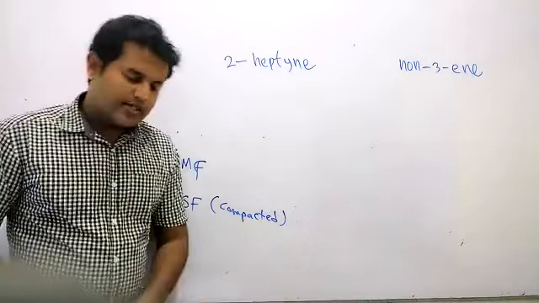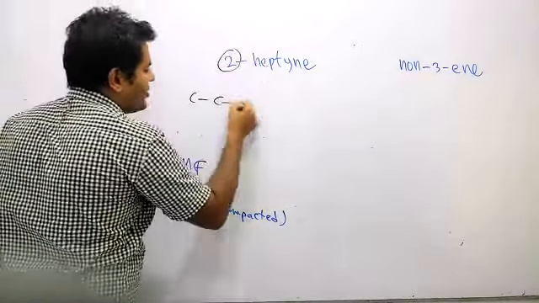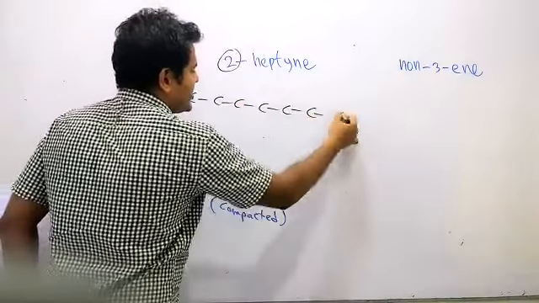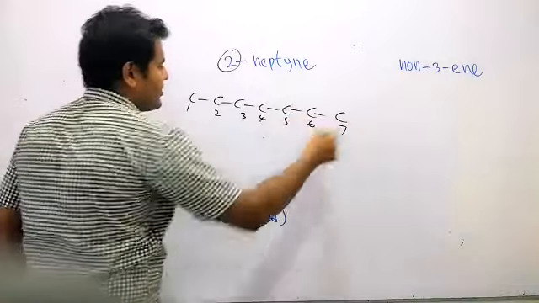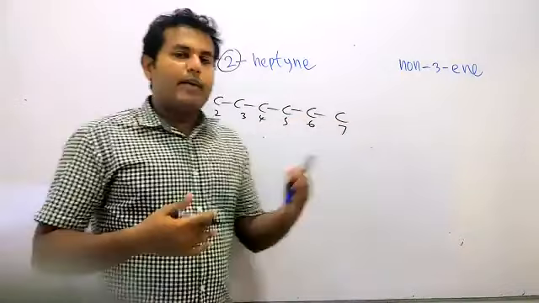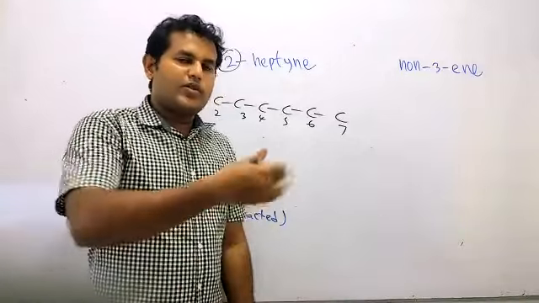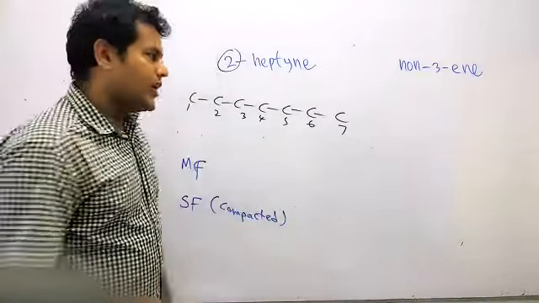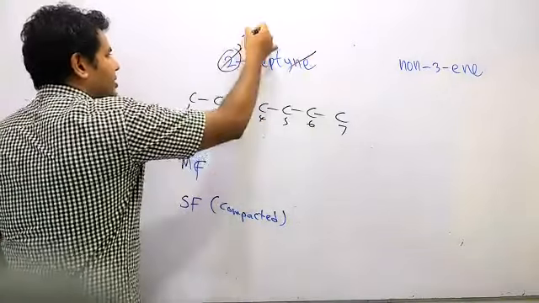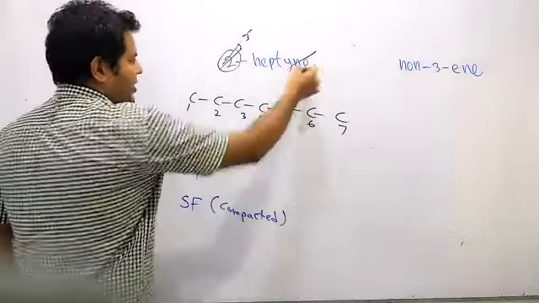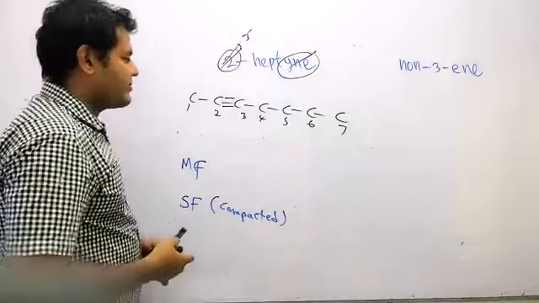So shall we discuss? Heptyne, 2-heptyne. 1, 2, 3, 4, 5, 6, 7. It's better to number them 1 to 7. I have seen some students, when I give heptyne, drawing only 6 carbons. That is not the proper number of carbons, totally incorrect. 2-heptyne means, sorry, yne means the triple bond, so at the second and third carbon you have the triple bond. That's it, you have to complete it.